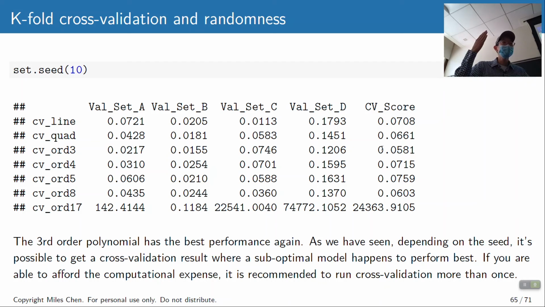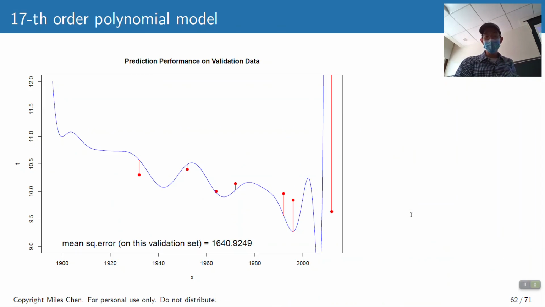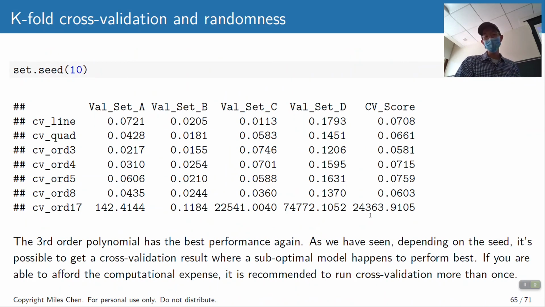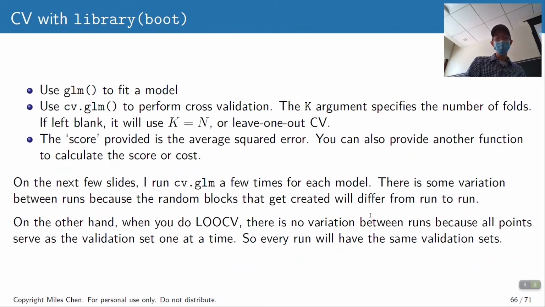You can see if the different random starting seeds produce results that agree with each other, or if they all end up with different results, then perhaps that just means your data is very noisy. Depending on the seed, it's possible to get a cross-validation result where a suboptimal model happens to perform best. The first time, it said the 8th order polynomial was the best, and that may or may not be the case. So it's recommended to run cross-validation more than once.